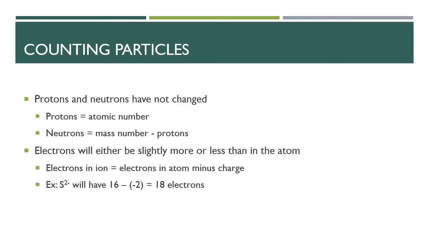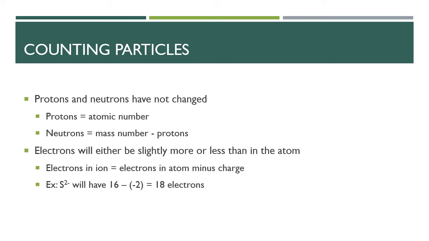So, how does this change how we determine the number of subatomic particles in an ion? Good news, protons and neutrons remain the same. We find them the same way. The protons are still the atomic number for the element. Neutrons are still the mass number for the ion minus the number of protons. The only thing that has changed is electrons.